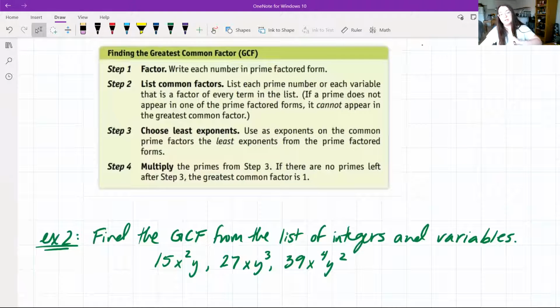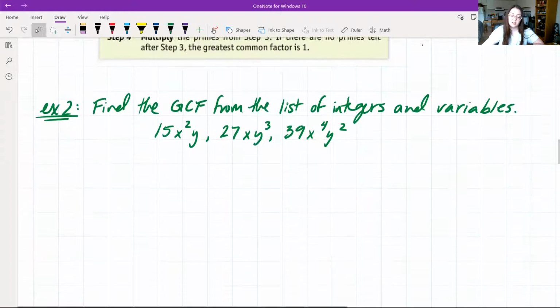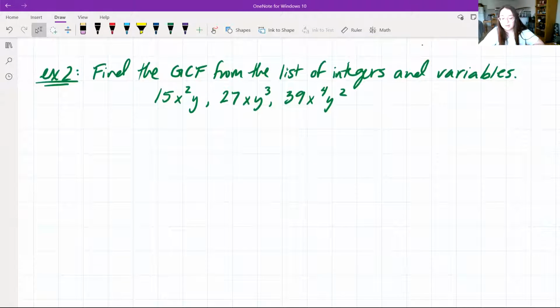So using this idea, we want to apply this now to variables and integers. So example 2, we want to find the greatest common factor from the list of integers and variables. So we have 15x squared y, 27xy cubed, and 39x to the power of 4 times y to the power of 2. So we want to express each one of these terms as prime factorizations.